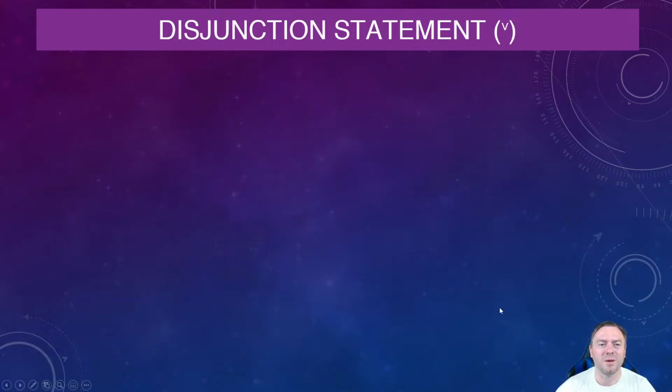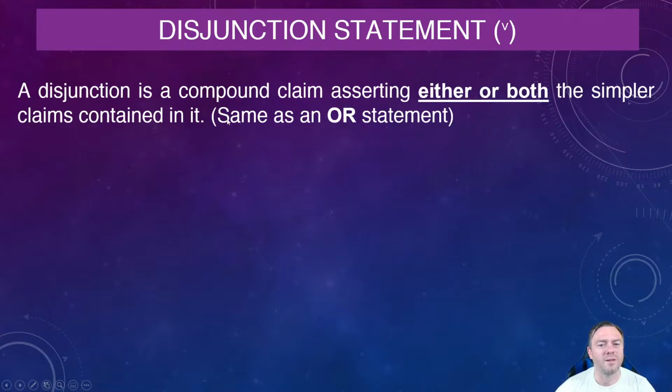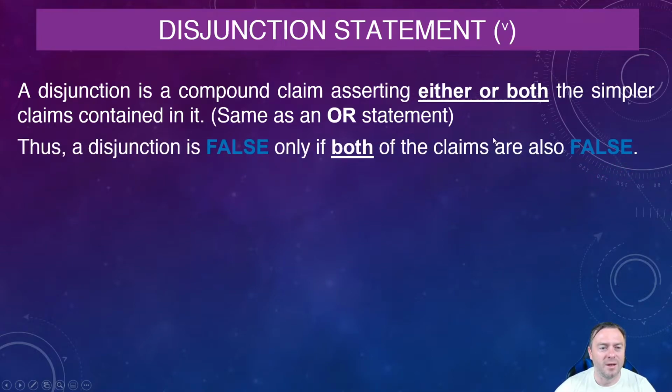Cool. The next one that we're going to do is disjunction statements, which is basically an opposite up arrow, which is a down arrow. And this widens your options. So it means either or both claims containing it are true. Okay. A disjunction is false only if both the claims are false. That's the only time. So there's only one time when a disjunction, or an or statement, doesn't work, and that's when everything's set to 0, which is the unique case.